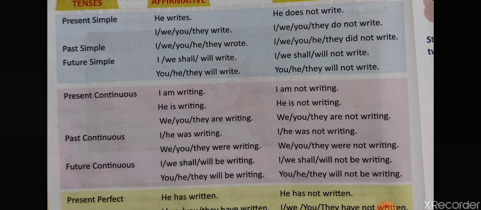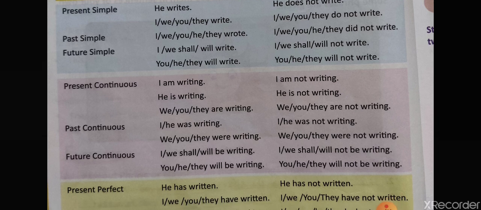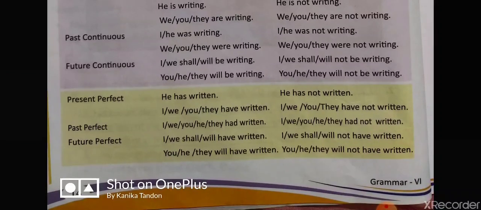Similarly, in future simple, I, we shall, we will write, or you, he, they will write. So it will become I will not write, you will not write. Similarly, in continuous tense, in present I am writing, I am not writing. In past tense I was writing, I was not writing. In future I will be writing, I will not be writing. Similarly, in perfect tense, he has written, he has not written. I have written, I have not written. I shall have written, I shall not have written.